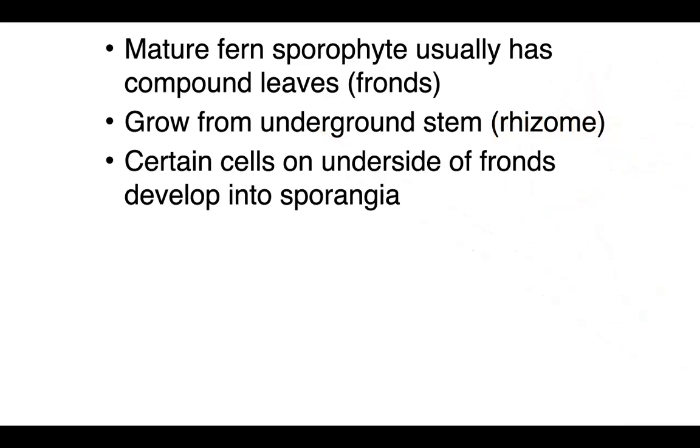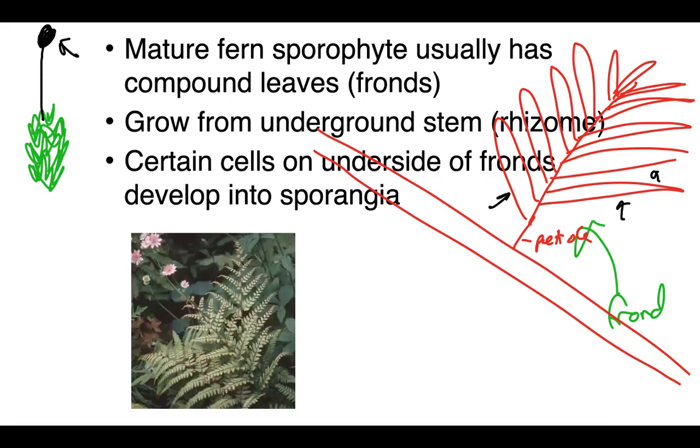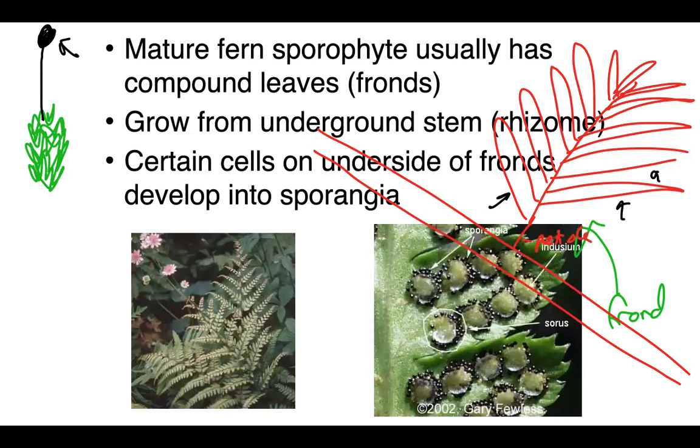Certain cells on the underside of the fronds develop into the sporangia. Remember, the actual fern is the sporophyte. So like in the moss, you have the gametophyte, the little fuzzy green thing, and you've got the sporophyte, which grows out. This is the sporangia for the moss. For ferns, they're going to grow on the underside of the leaflets. So there we go. Each little black dot is a sporangia.